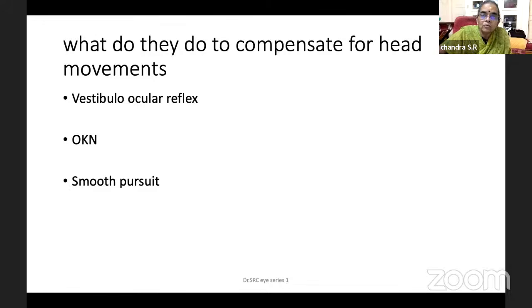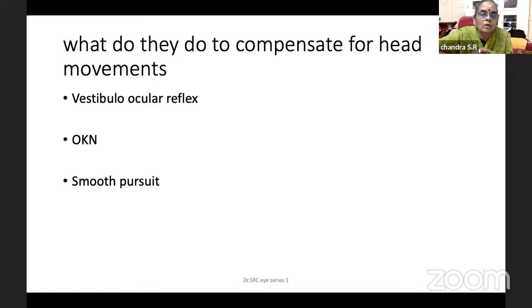Next, when the head moves, what happens? When the head moves, it is sensed by the vestibulo-ocular system. You have got the labyrinth. Each one I will be dealing with in subsequent sessions. I am repeating so that you understand these basics and do not just learn abnormal eye movements by heart. And like that is my idea.